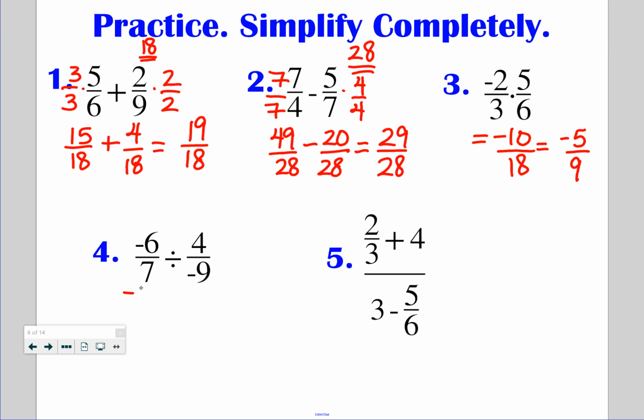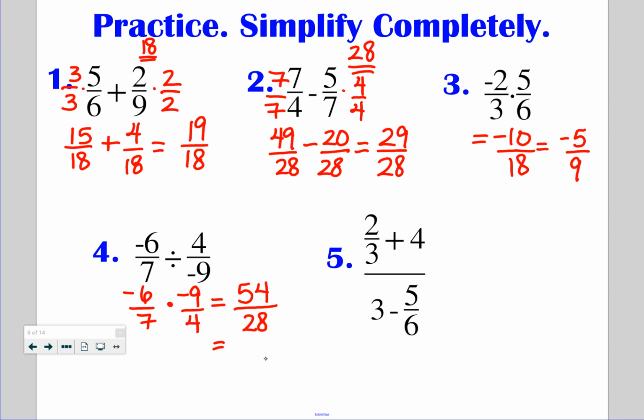In the next problem, instead of division, we're going to rewrite it as multiplying by a reciprocal. So the first fraction stays the same, the second fraction flips. If I multiply straight across, I'll have a positive 54 on top and a 28 on the bottom.